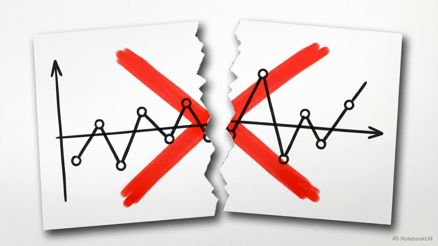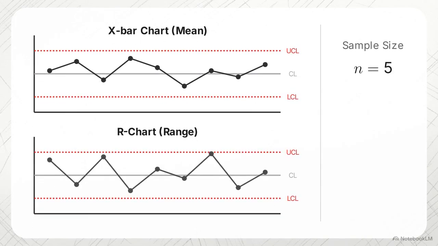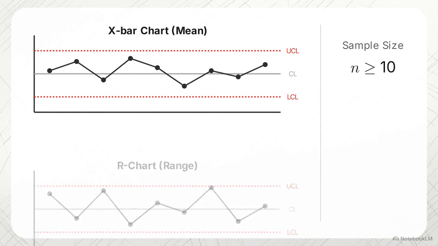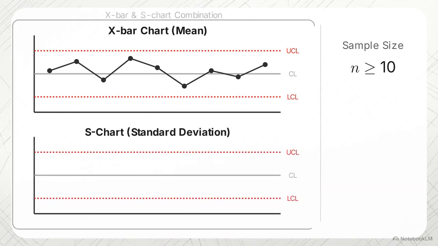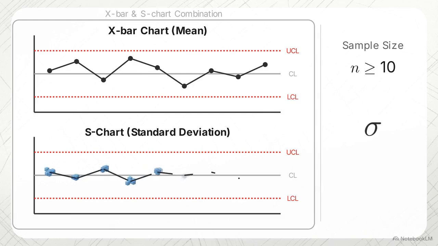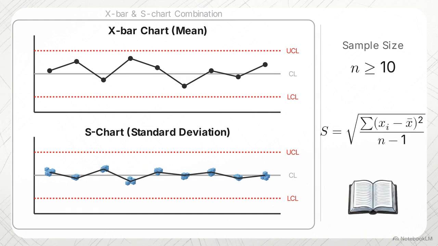However, when production scales up and your sample size reaches 10 or greater, the R-chart loses its statistical validity. For these larger datasets, the R-chart must be replaced by an S-chart, creating an X-bar and S-chart combination. The S-chart tracks standard deviation. It provides much higher statistical accuracy for large samples, but requires complex calculations that are significantly harder to execute manually.